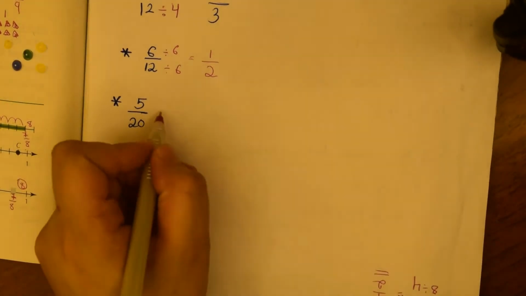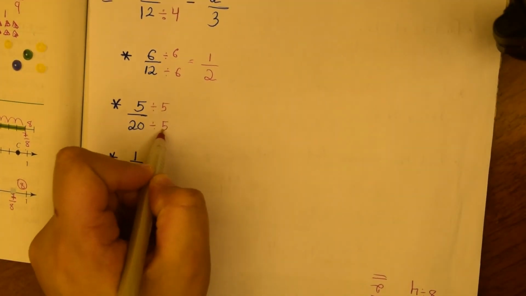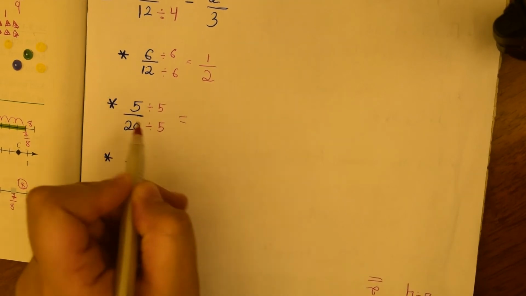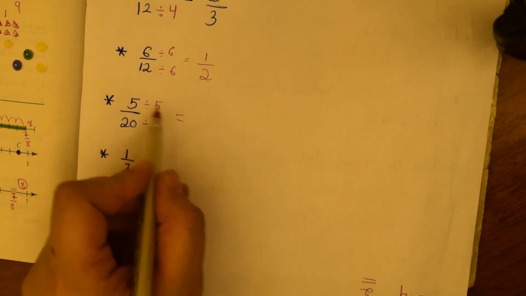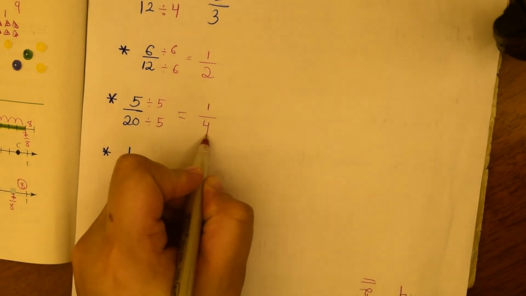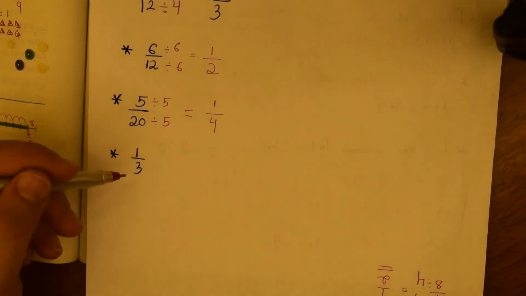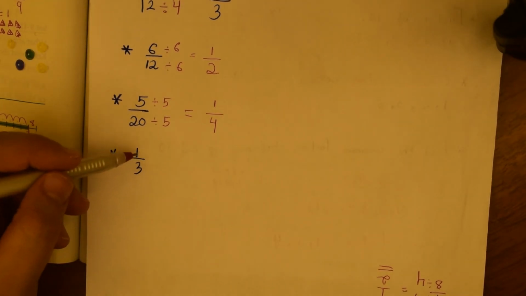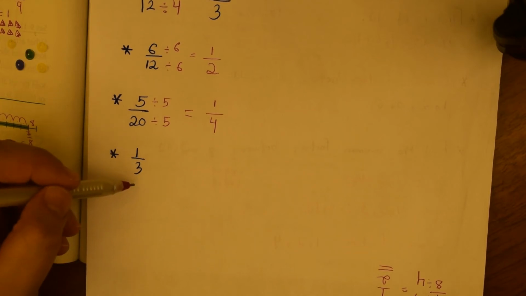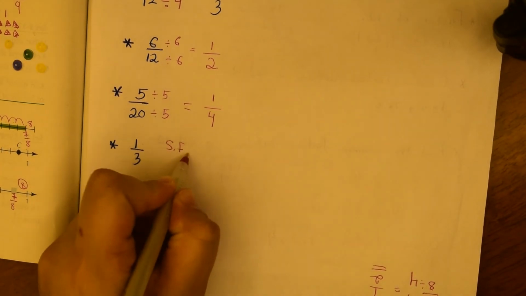Now for the second one, 5 over 20, I can divide by 5 up and down because 5 is a common factor between 5 and 20. 5 divided by 5 equals 1, and 20 divided by 5 equals 4. Now for this fraction, I will try to think about a common number that I can divide up and down. I cannot divide up and down by any number other than 1, so I will say that this fraction is in its simplest form.